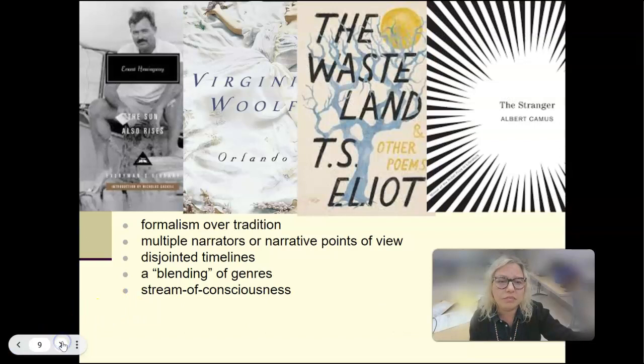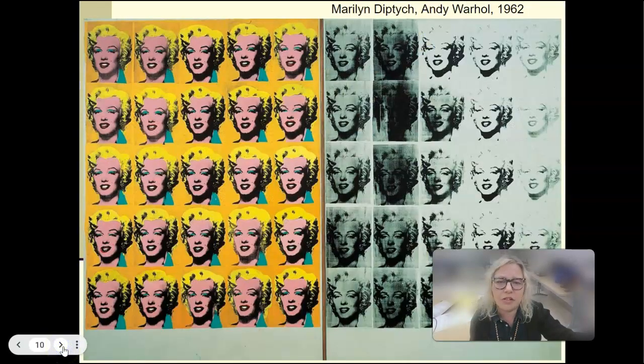Poets like T.S. Eliot and the French writer Albert Camus, who wrote The Stranger. Now, when we get to postmodernism, I've got this piece of artwork. This is the Marilyn Diptych by Andy Warhol, made in 1962. It's a screen print, and Warhol screen printed Marilyn Monroe's face over and over and over and over again.